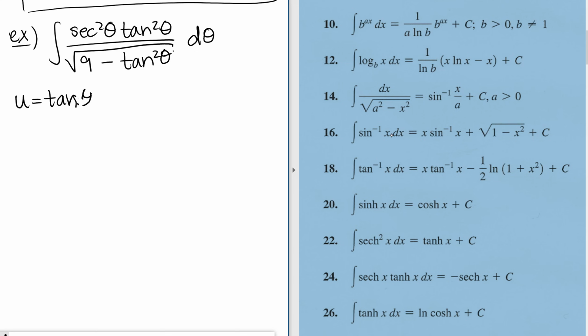Guys, this is the last one I'm doing. I told you this was going to be a short one. Didn't I say that? I believe I did. Tangent of theta. What is du? Its derivative is sitting right there all nice and pretty. It's a little present just for me.